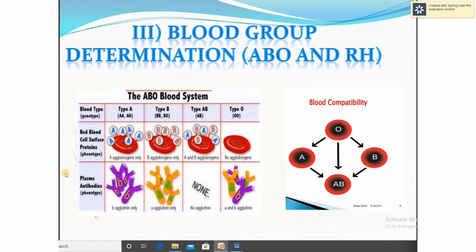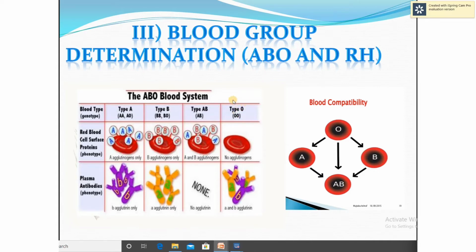So, here is a picture depicting the types of antigen present on your RBCs if you have the A blood group, B, AB, or O. The genotype you will have is capital A capital A if you are type A, or capital B capital B if you are type B. Type AB, you'll have your genotype as capital A capital B, and if you have type O, you'll have your genotype as capital O capital O.